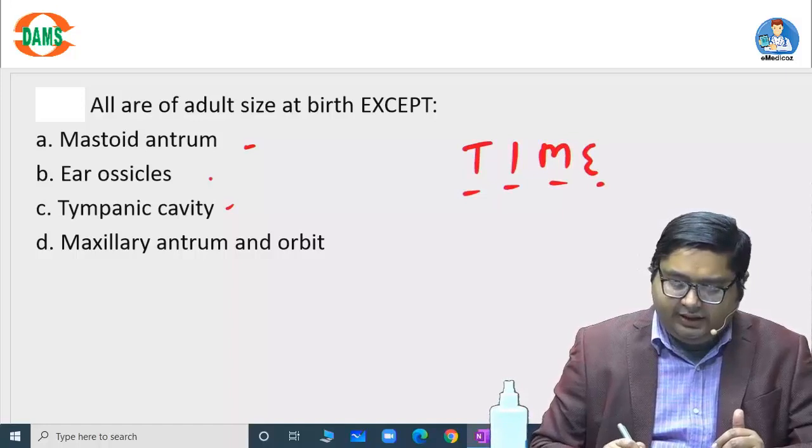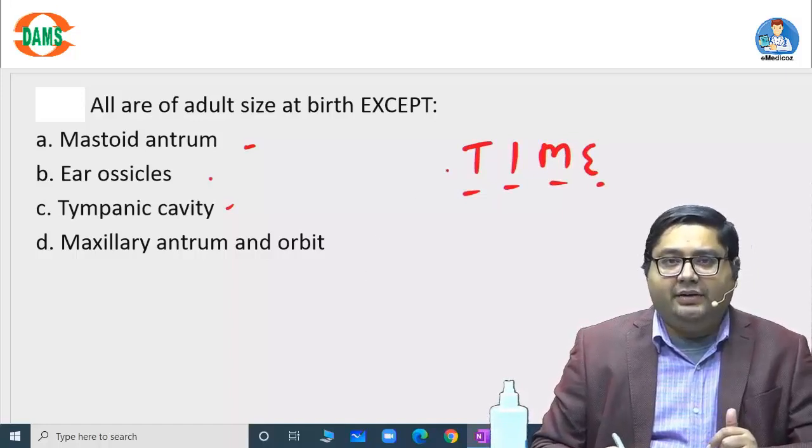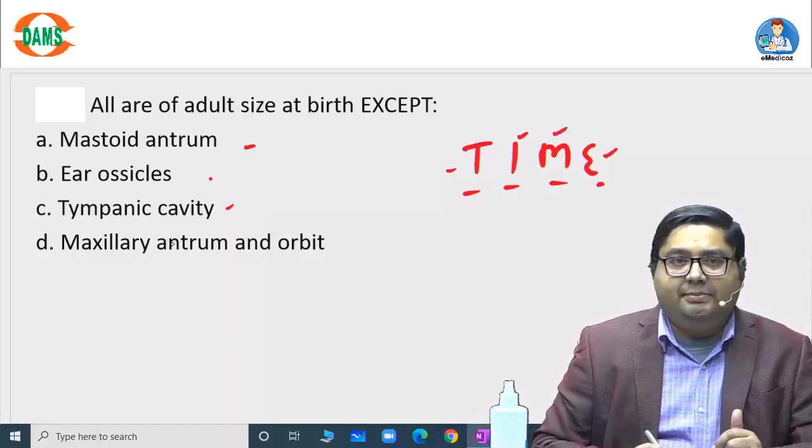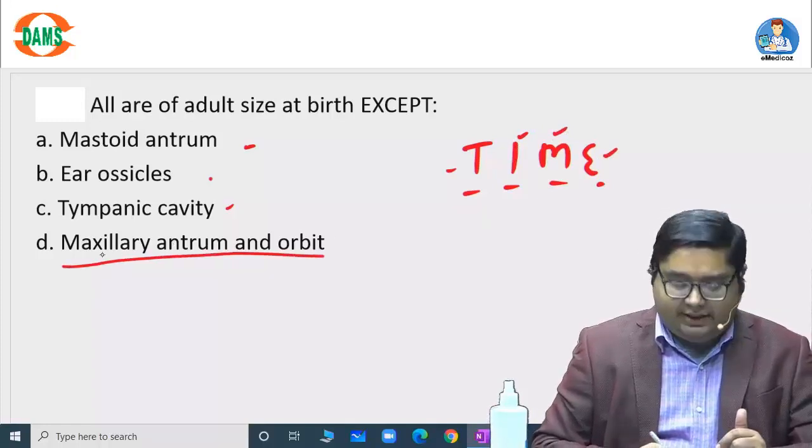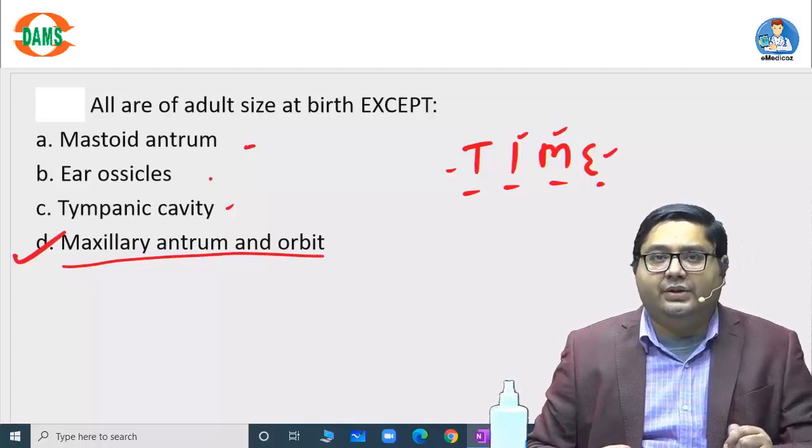This is the mnemonic. T is the tympanic cavity, I is the internal ear, M is the mastoid antrum, E is the ear ossicles. The maxillary antrum and the orbit is the answer here. Okay, they grow afterwards also.